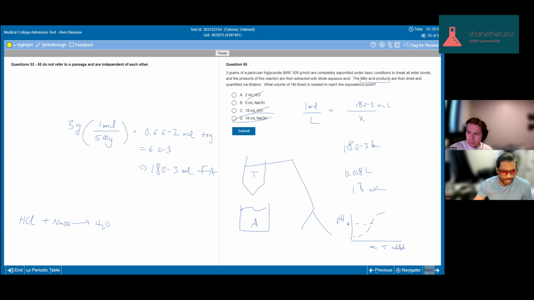Right? Like if we had 2 molar HCl here, and we had 1 molar NaOH here.